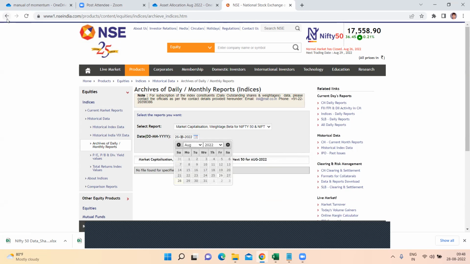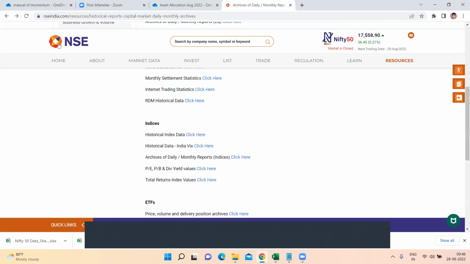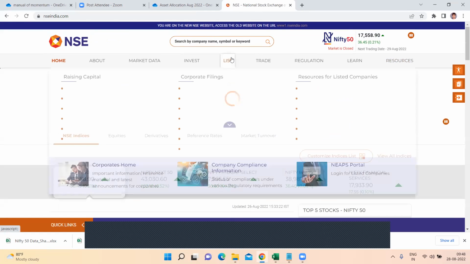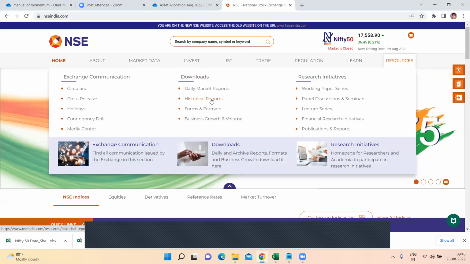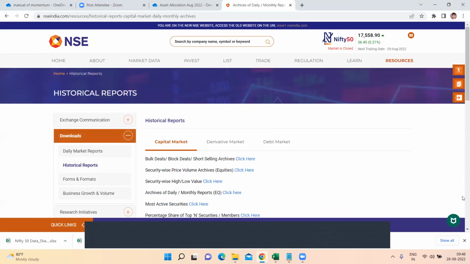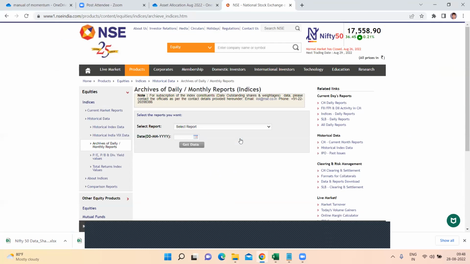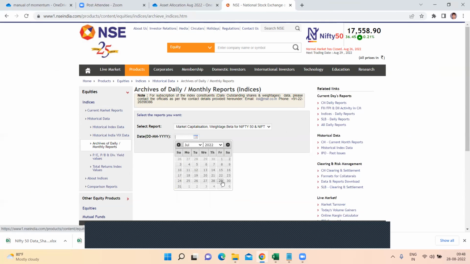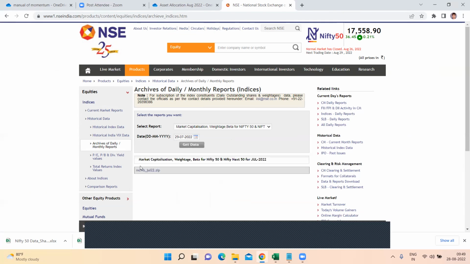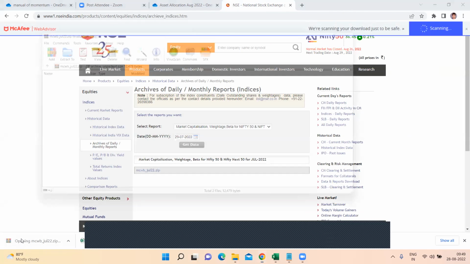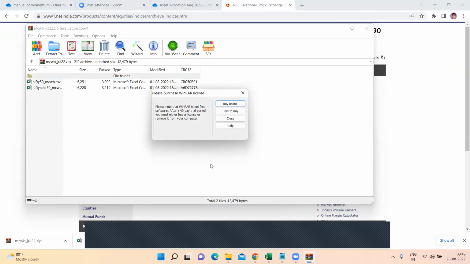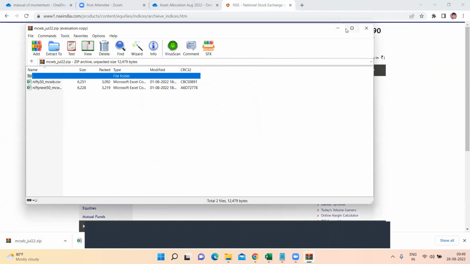I will tell again the location. NSE India, resources, historical reports. At the bottom, archives of daily and monthly reports. This, the market cap. This file has 4 or 5 factors or data points.